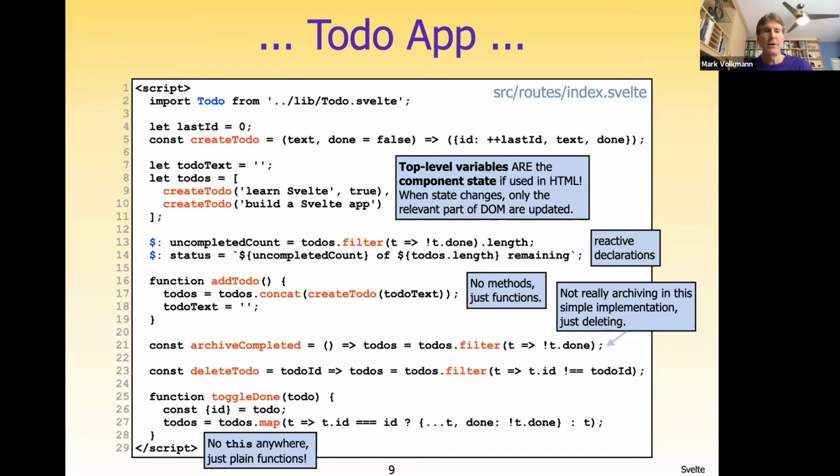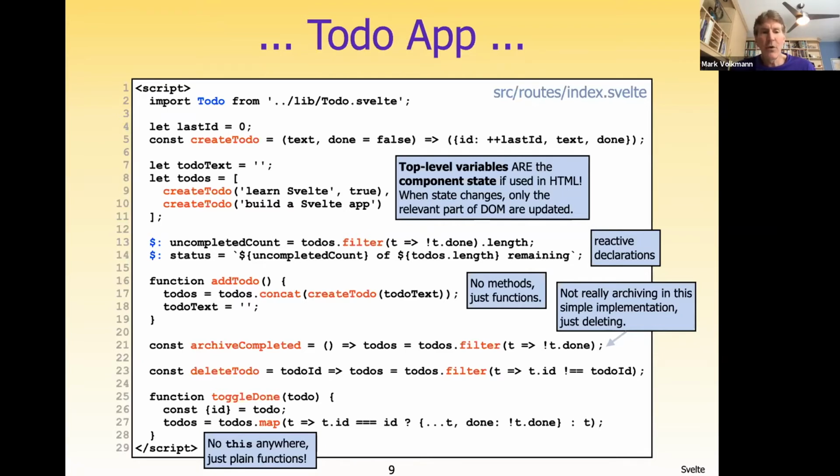It's just a variable. For demo purposes, I want to start by already having 2 to-dos. And so I'm calling create to-do twice. So learn Svelte as a to-do, that's already done. And then build a Svelte app, that one is not done.